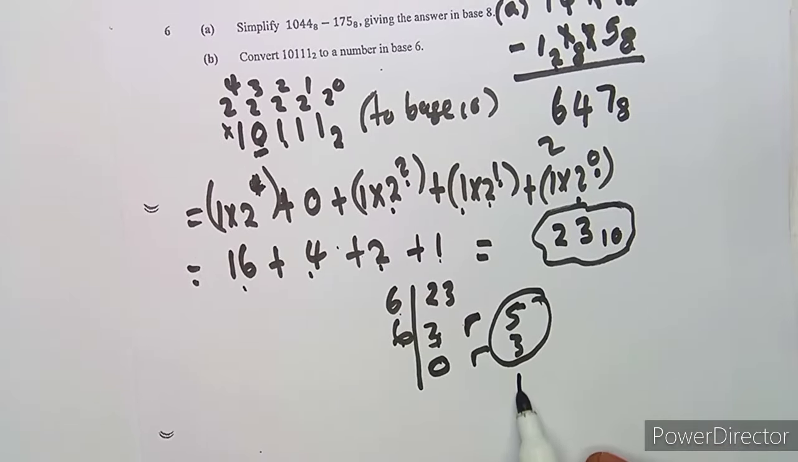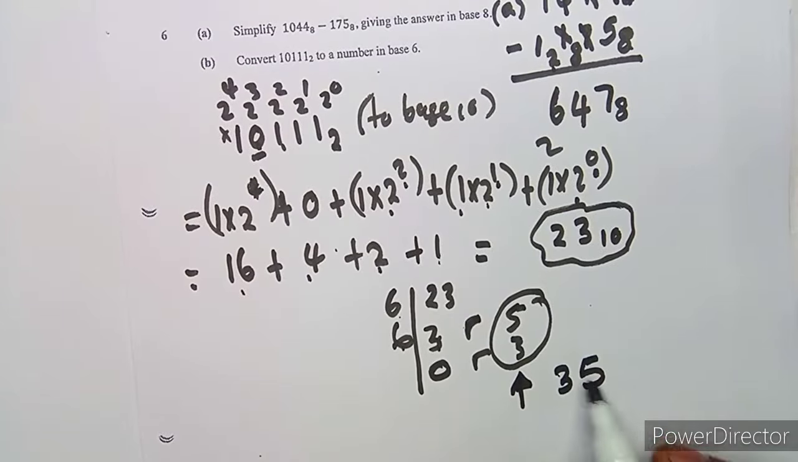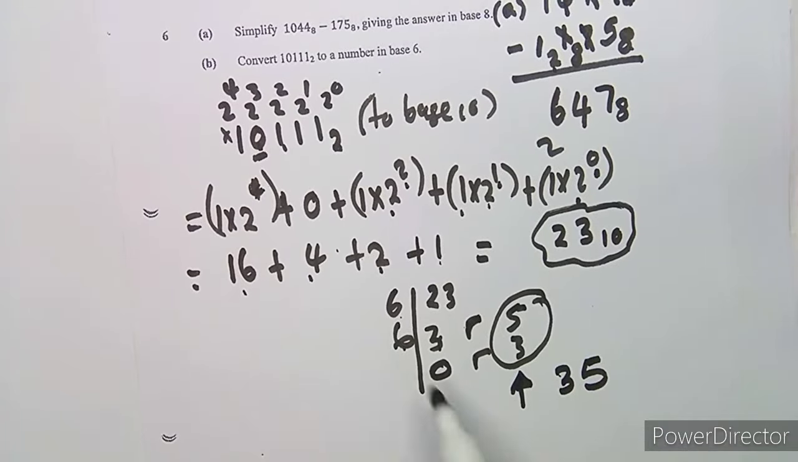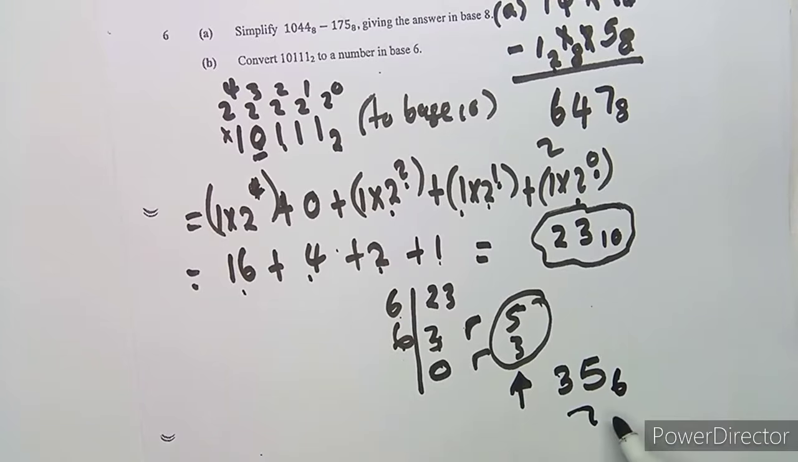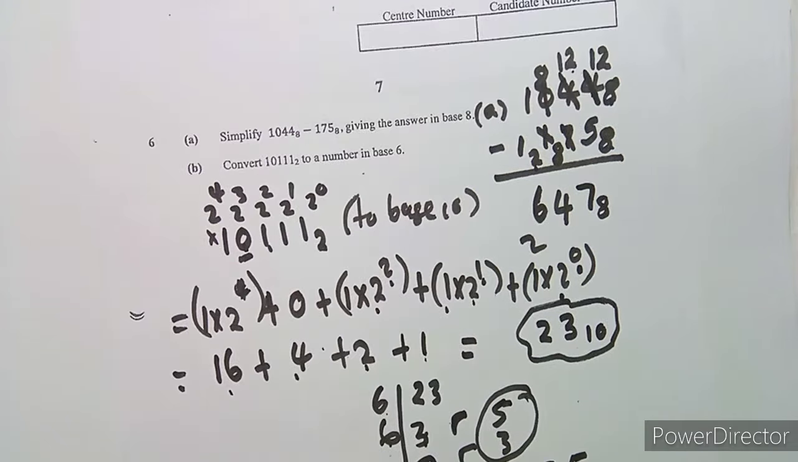So remember, you have to take your answer from the bottom going upwards, which is 3, 5 in base of what? In base of 6. So it's going to be 3, 5 in base of 6. So take note, guys, just cross check here on the remainders and so forth. Remember, paper 1, you're not having a calculator, so just cross check, guys, and see if you are obtaining the same thing as I obtained here.